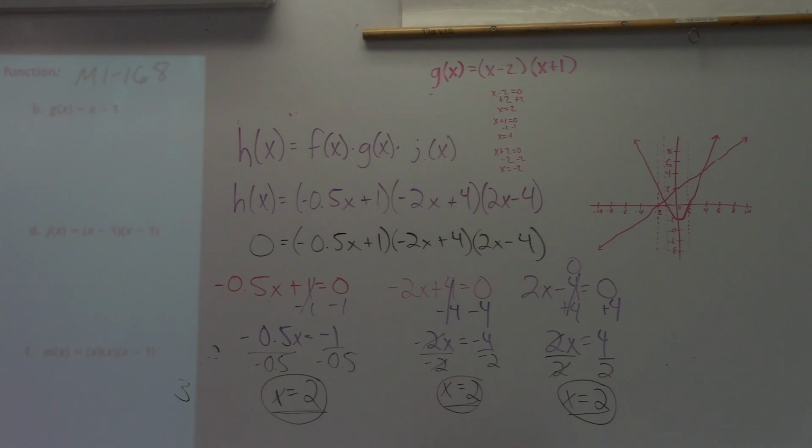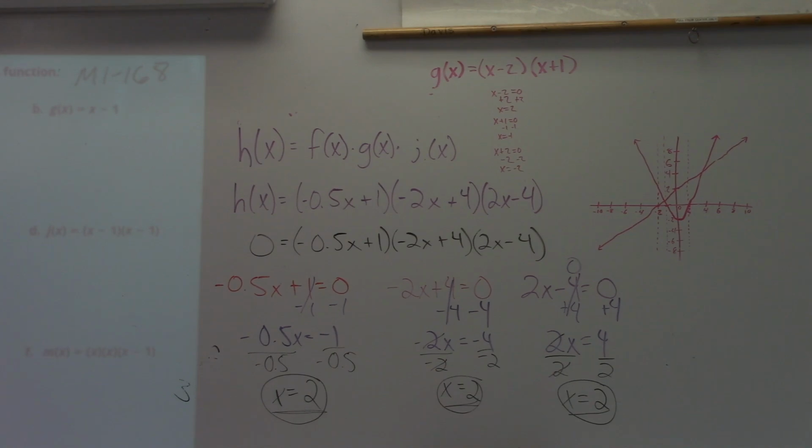What I want you to do is 1, find the degree of each function, and 2, find the zeros and their multiplicity. So when I look at A up here, what degree is f of x? Polynomials? What degree is it? Degree 1. First degree. It's x to the first.